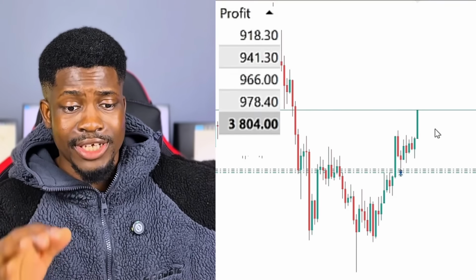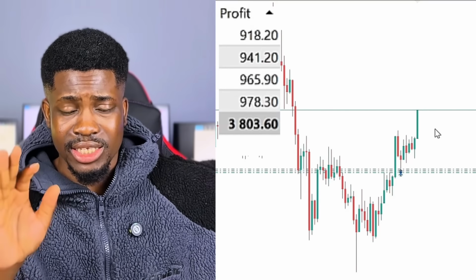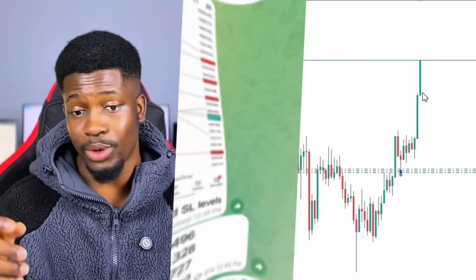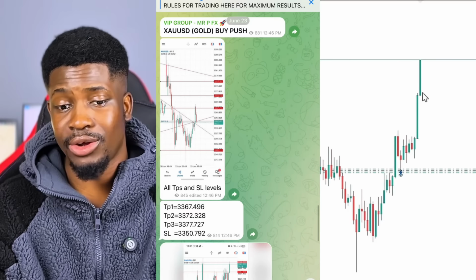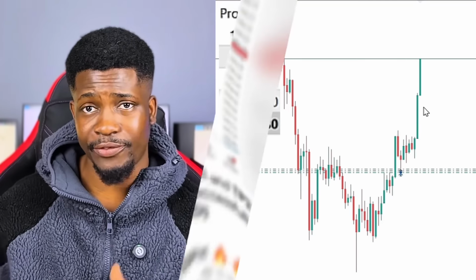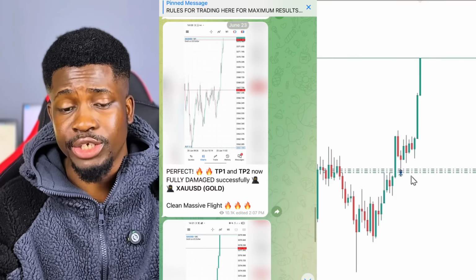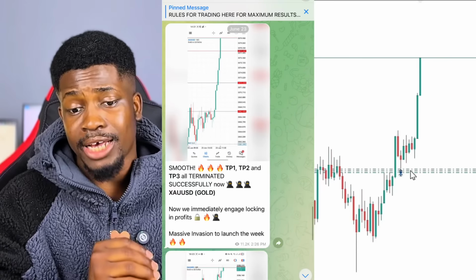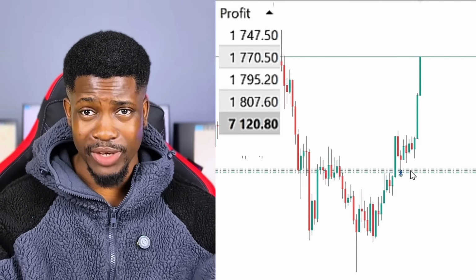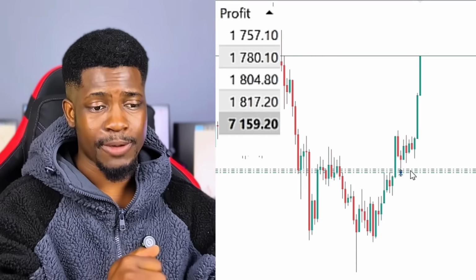Okay, so far so good. I can see that the breakout and retest is moving really nicely. Now all our take profits have been hit, take profit 1, 2, and 3. Those in the free channel are also in profit. Those in the private channel are already in massive profit because they joined us right from the sniper entry. This is actually looking very clean. All the take profits have been hit.